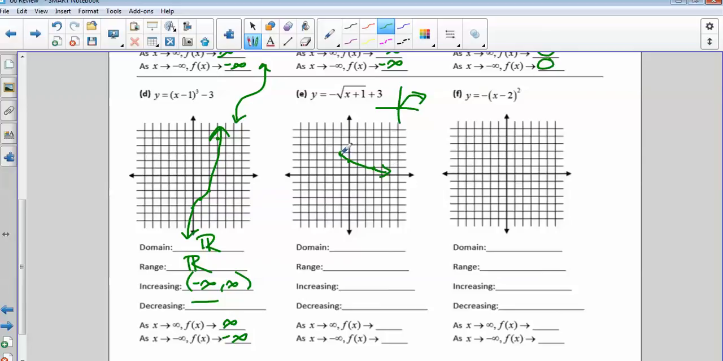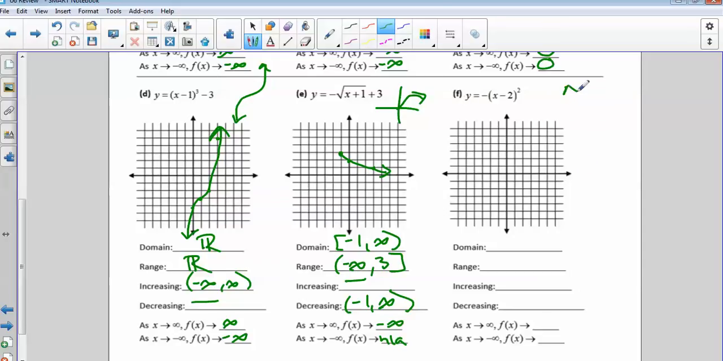Your domain starts at this start point, so I start at -1 and go all the way to infinity. Your range starts at the bottom at -infinity and goes up to a maximum value of 3. This function is never increasing, it's only decreasing. It's decreasing over its domain. Oops, this one is none. So it's decreasing from -1 to infinity. As x goes to positive infinity, your y is going to negative infinity, and x doesn't go to negative infinity, so this one is not applicable.